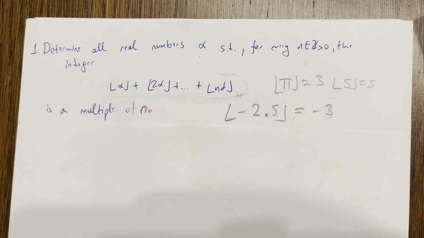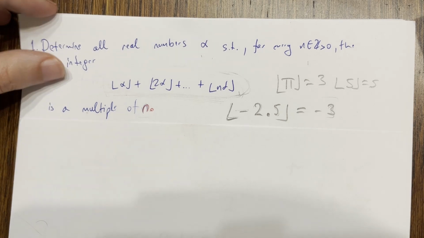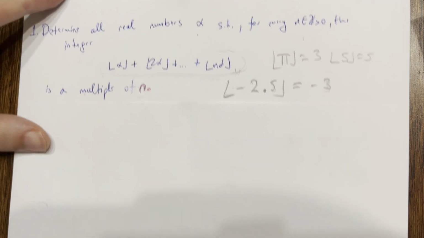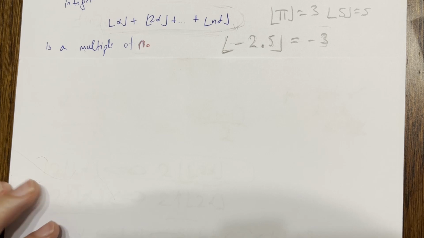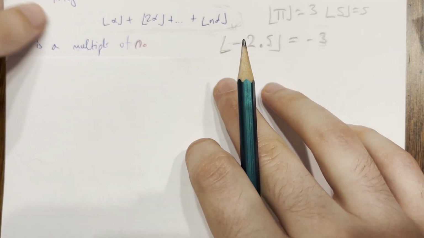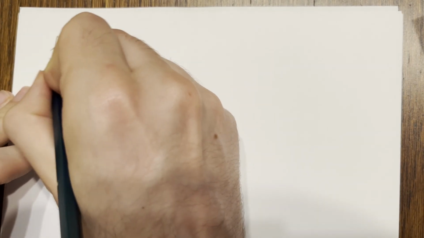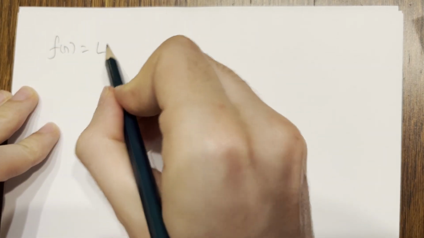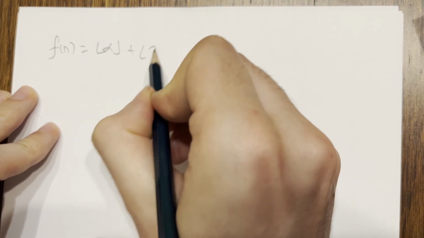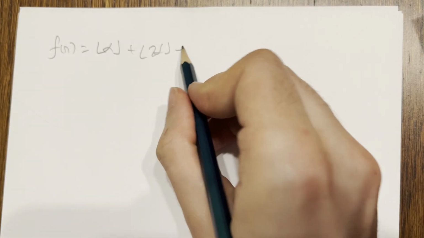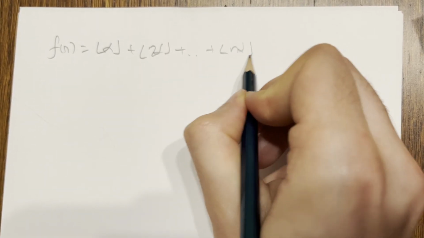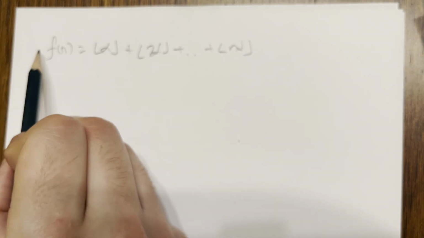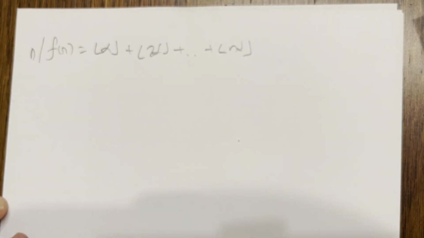So now I invite you to take 5 minutes to try out this problem. And now let us begin. So what is going to be the first order of business? Well, let me see what happens to this function. Let's call it f of n. f of n is equal to the floor of alpha plus the floor of 2 alpha plus all the way till the floor of n times alpha. So this must always be divisible by n.